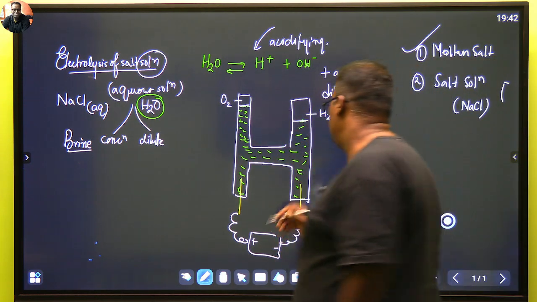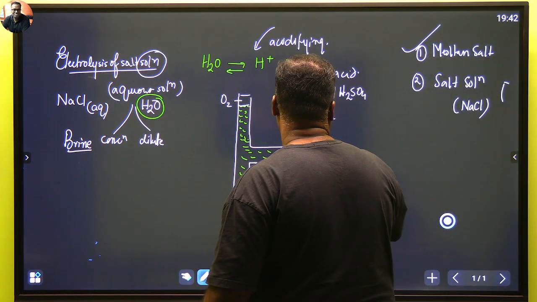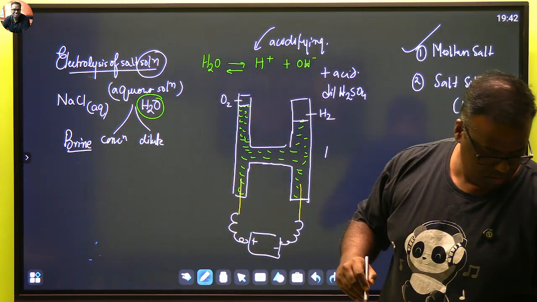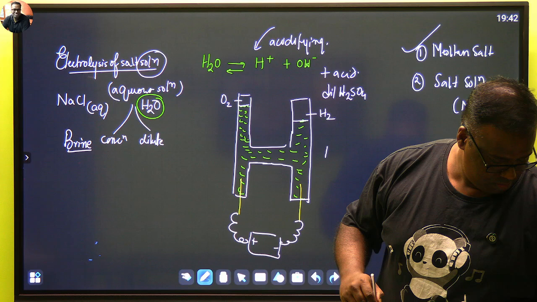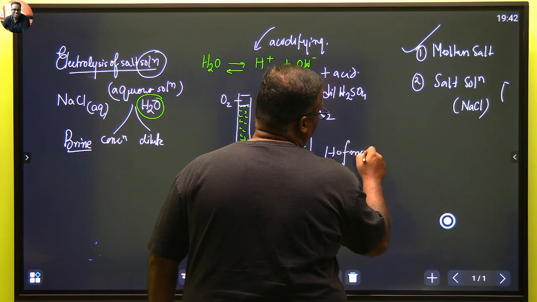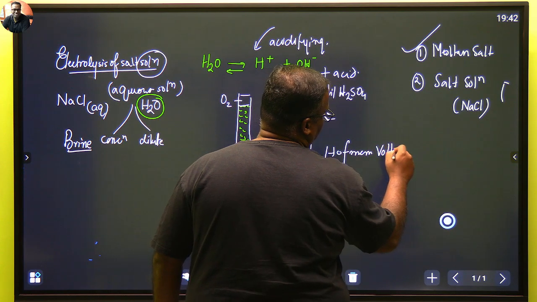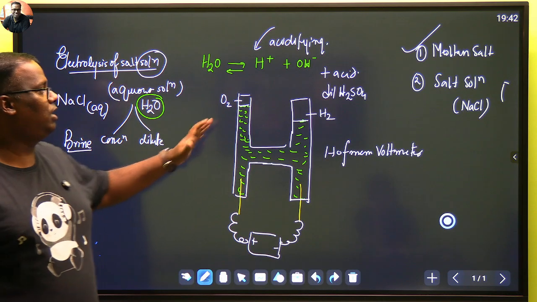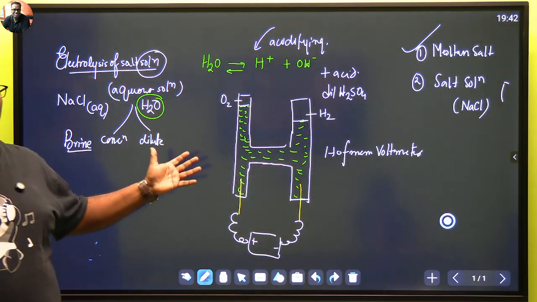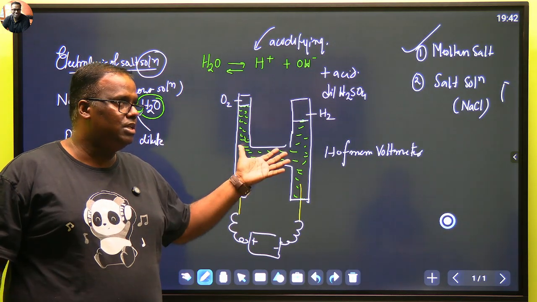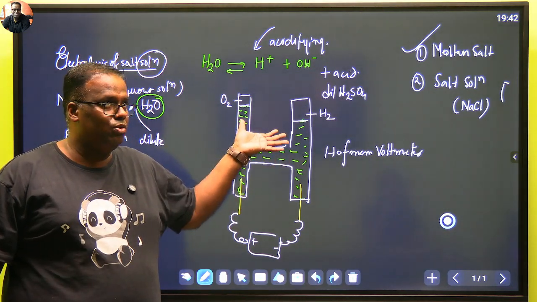This setup is known as a, what was it? Hoffman voltameter. Yeah, it's known as Hoffman voltameter, if I'm not wrong. This is known as a Hoffman voltameter. So this is a setup in which we are trying to do electrolysis of water. In your book, this will be written as electrolysis of dilute sulfuric acid.